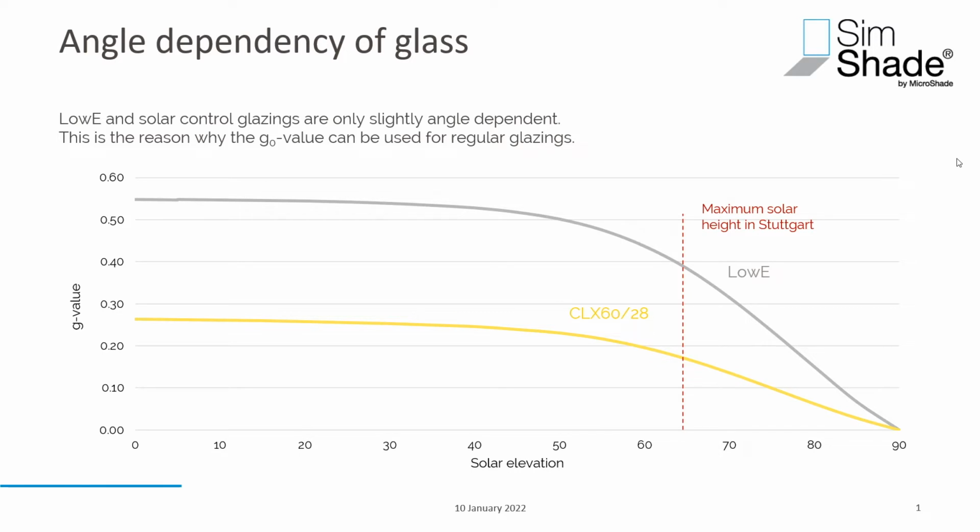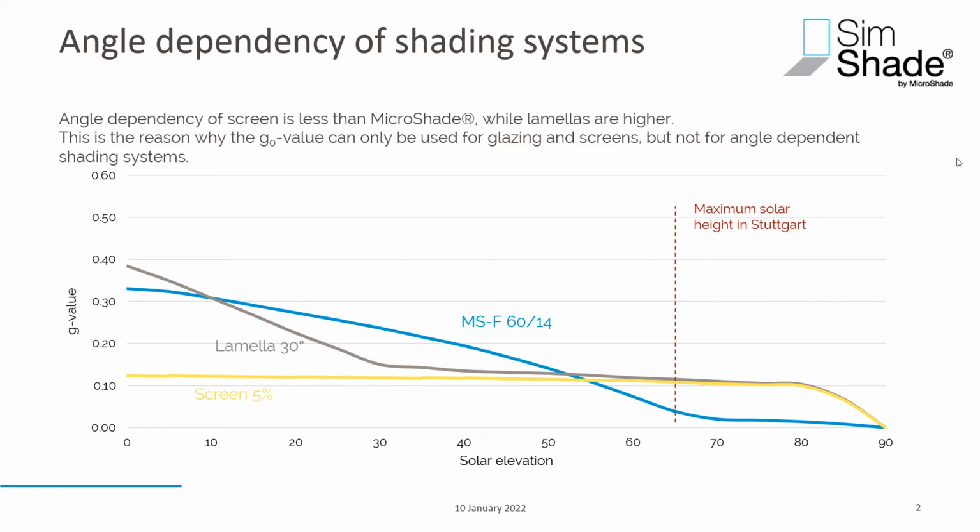their performance. If we then look at angle dependency of shading systems, we can see in the same graph, showing the G-value and solar height, that we have a screen solution which is very flat and non-angular dependent, while the microshade glazing and the lamellar system are very angle dependent. The lamellar system is even more angle dependent than what we see from the microshade.